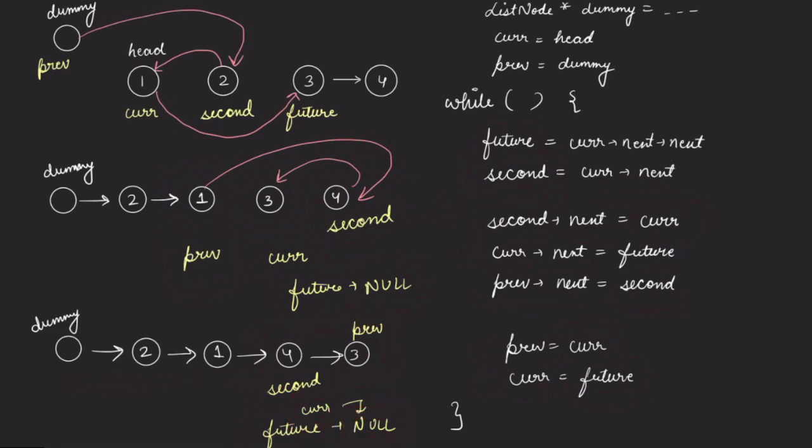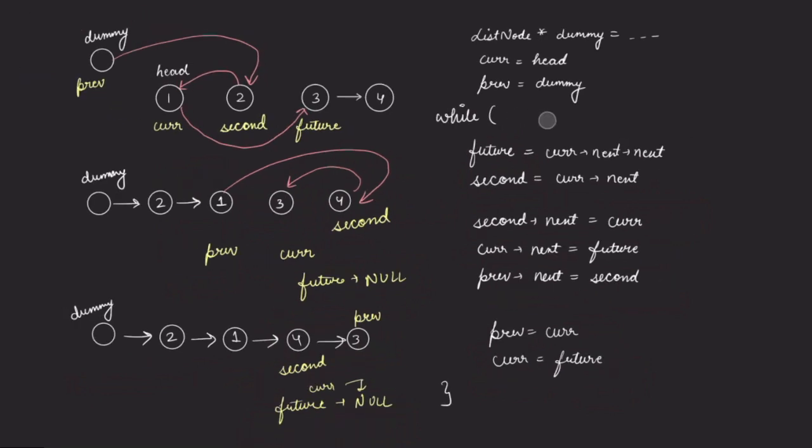Then that means we are not left with any more nodes to swap, right? So in the while loop, our condition will be that while current is there, while current is not null, we will do all these things, right?